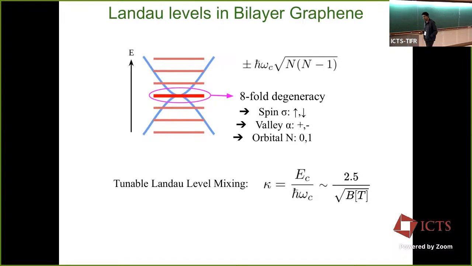If you take twisted bilayer graphene, and if you go close to the magic angle, I guess you are going to get some flat bands. And then I'm not sure how the cyclotron energy would scale and things like that. So I'm not sure what this will look like. Yeah.